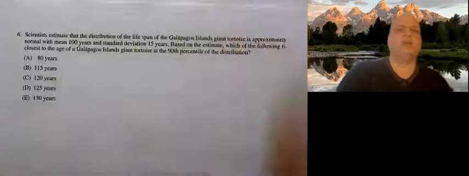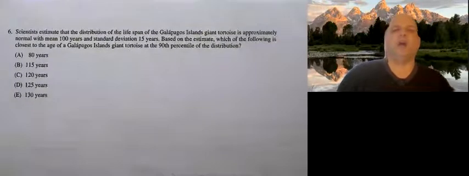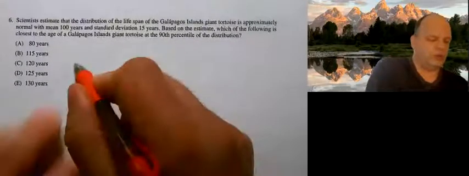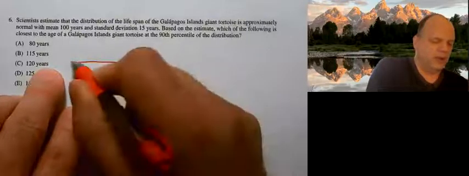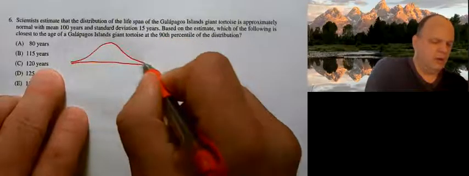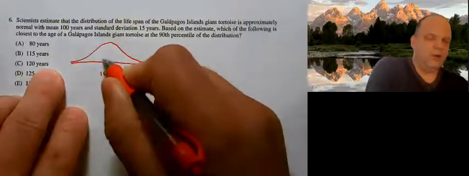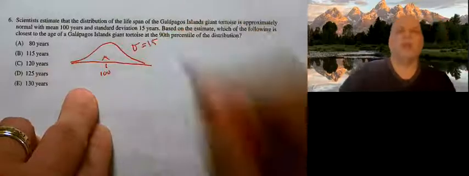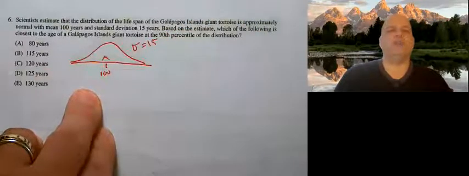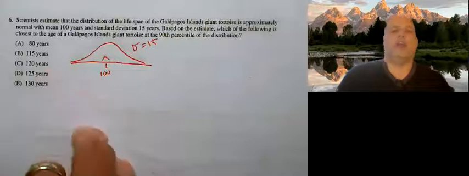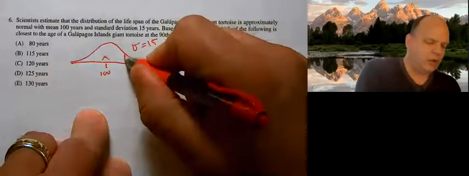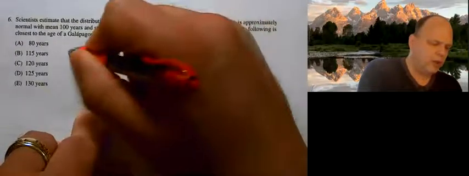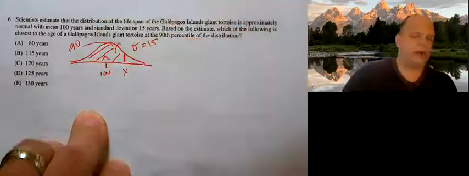Number 6. Scientists estimate that the distribution of the lifespan of the Galapagos Island tortoise is approximately normal with a mean of 100 years and a standard deviation of 15. Based on the estimate, which of the following is closest to the age of a Galapagos Island tortoise at the 90th percentile? So they're telling us this shaded area is 0.90, and we're looking for x.